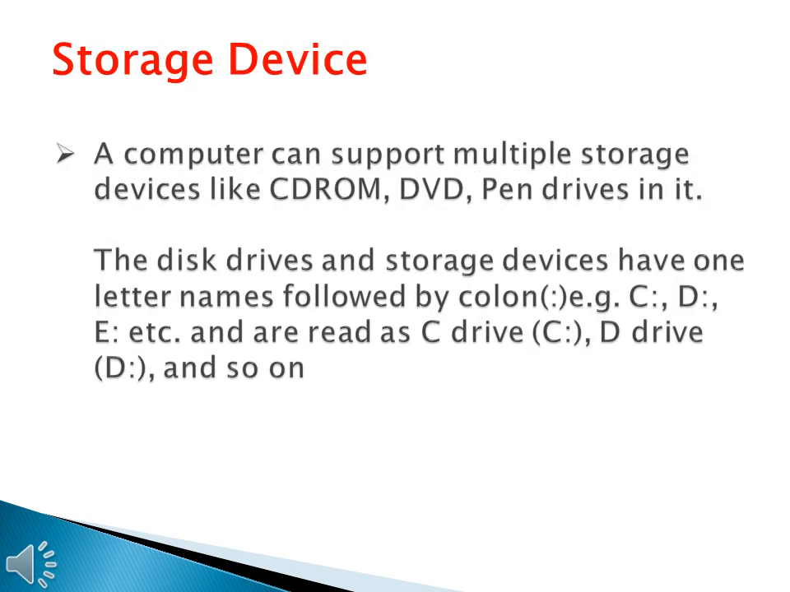Next is the storage device. A computer can support multiple storage devices like CD-ROM, DVD, pen drives in it. The disk drives and storage devices have one letter names followed by colon, that is C colon, D colon, E colon, etc. and are read as C drive, D drive and so on.